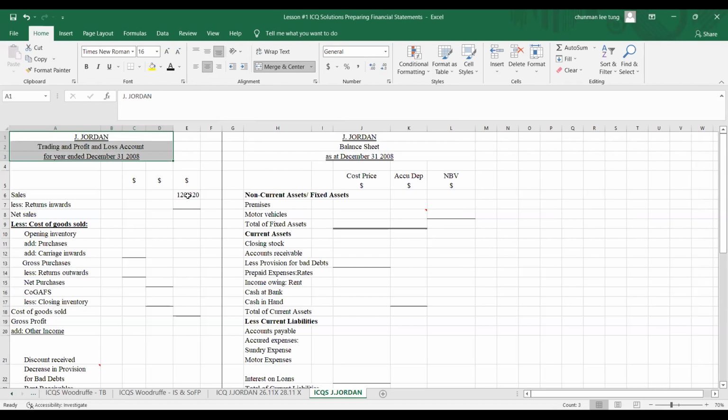So starting off with our sales figure. At this time, I want to hear some answers from you guys. I'm taking note of your participation, so I'll have an idea that you all are understanding this trading and profit and loss account and balance sheet, the entire financial statements of a sole trader, as well as the adjustments to these financial statements. Let me get some answers from you guys.